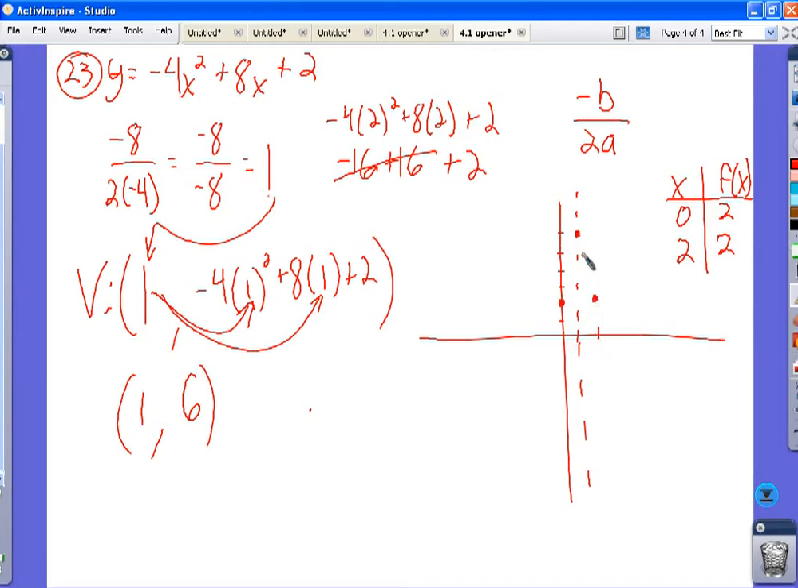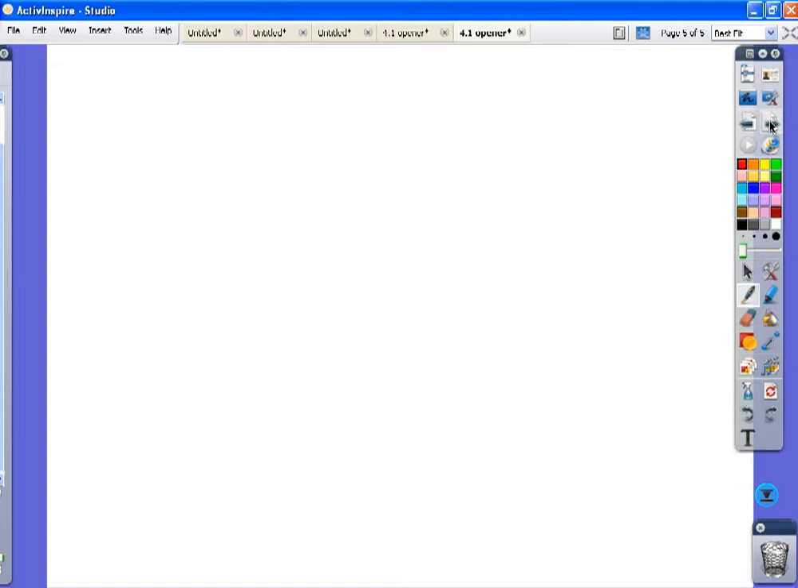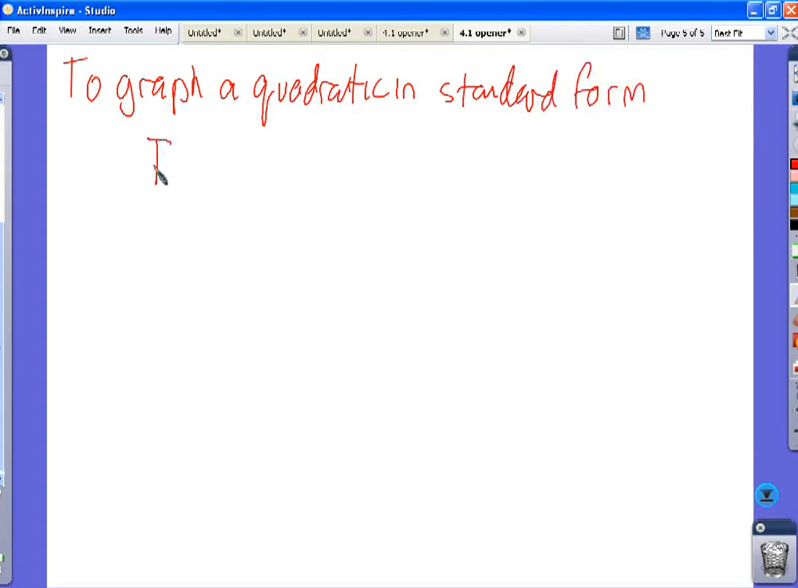Okay, so we have 0, comma 2, we have 2, comma 2, and were we right about that negative 4? What does that negative 4 tell us? Opens down. Down. Okay. So, to graph a quadratic in standard form.